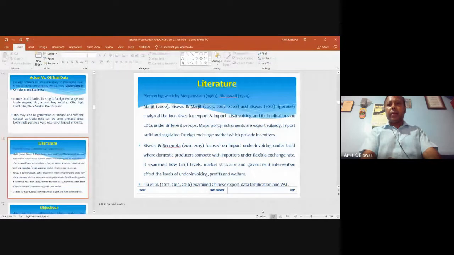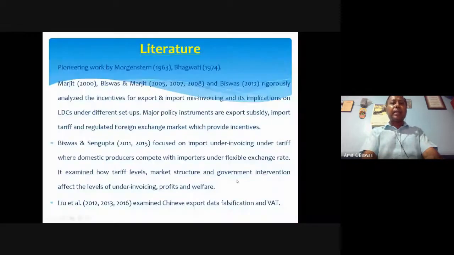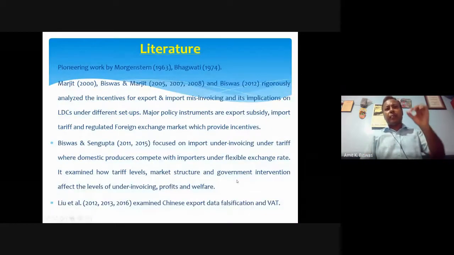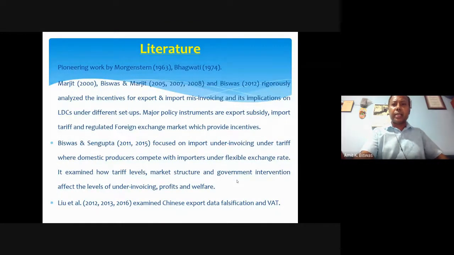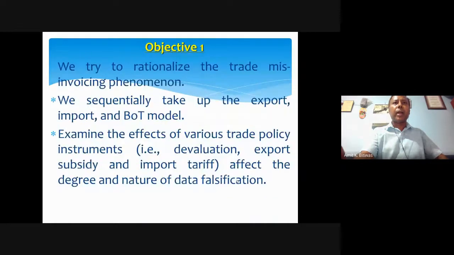Well, so this is one seminal literature that one has to study if he or she gets interested in this kind of analysis. So what is the objective? As I have said, we are all rational human beings. So we try to rationalize this trade misreporting phenomenon.